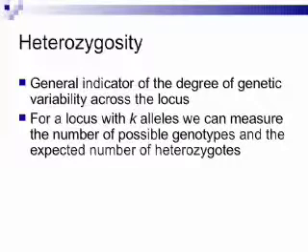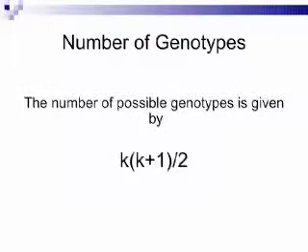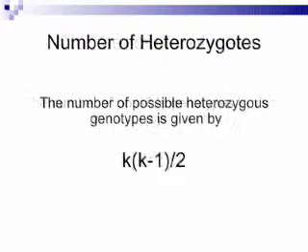For a locus with k alleles, the number of genotypes is given by the equation k times k plus 1 over 2. The expected number of heterozygous genotypes is given by k times k minus 1 over 2. We can count the number of heterozygotes in a sample and compare it to the expected heterozygosity. The comparison gives us important information about the population dynamics. Calculations based on allele frequency data are important in measuring the degrees to which populations are in Hardy-Weinberg equilibrium.